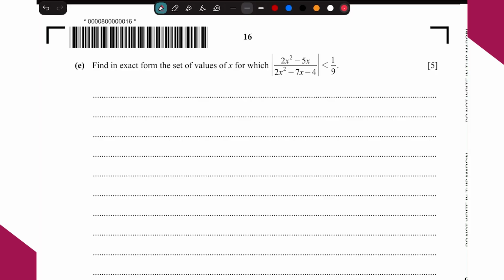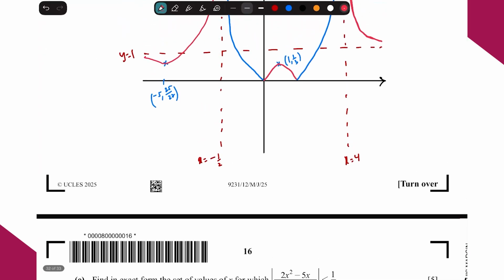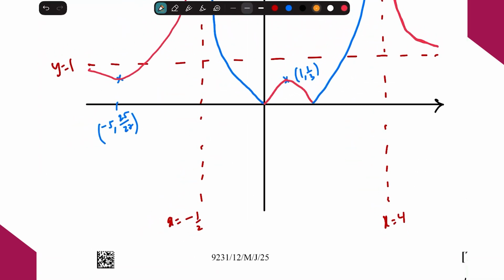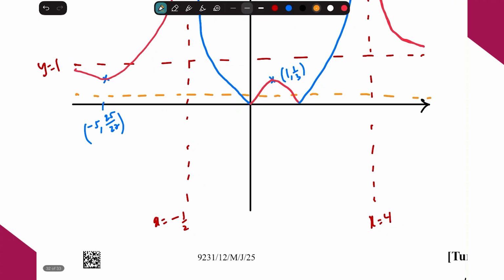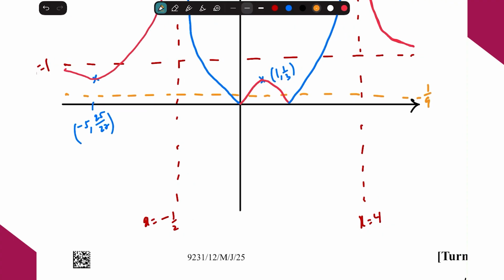So it's like less than that particular value. If you go back to your graph, and if I just draw a general line, let's say 1 over 9 is below 1 over 3, which I think it should be, right? So 1 over 3 is about 0.3, and 1 over 9 is about 0.1. So let's say this is 1 over 9.